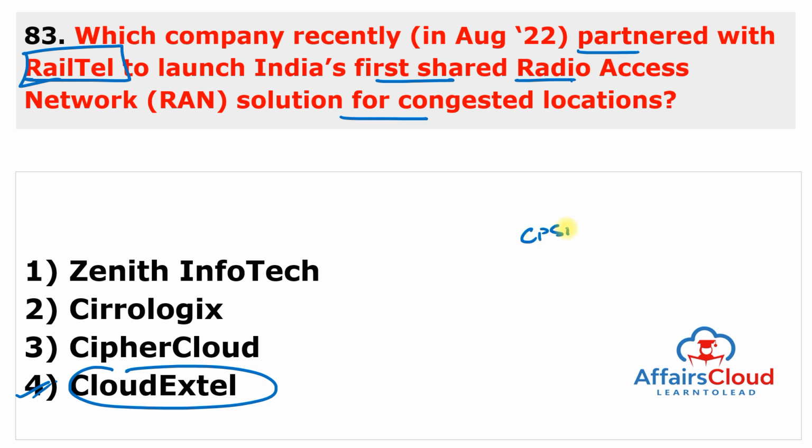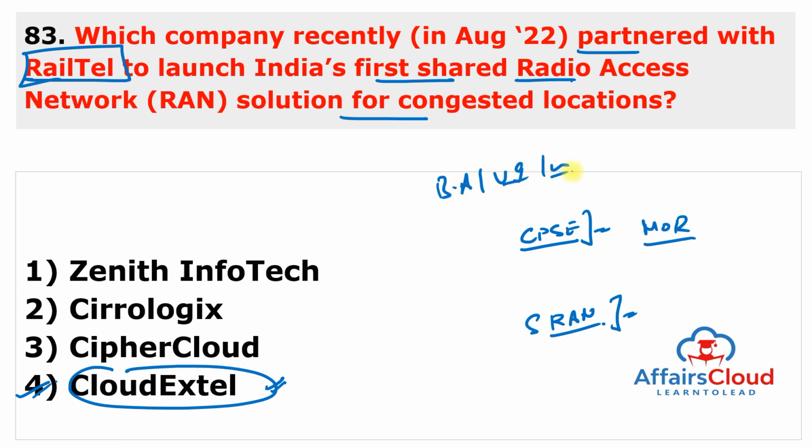So, the Central Public Sector Enterprise and a Mini Ratna company under the Ministry of Railways, which is known as RailTel, and the second company, Cloud Extel, which is a full-stack network-as-a-service provider, partnered together to launch India's first shared radio access network solution for congested locations to have better network usage. And the pilot project of this radio access network solution had successful results with the partnership of Bharti Airtel, Vodafone Idea, Nokia, and other companies with support from the railways at Mumbai Central Railway Station.